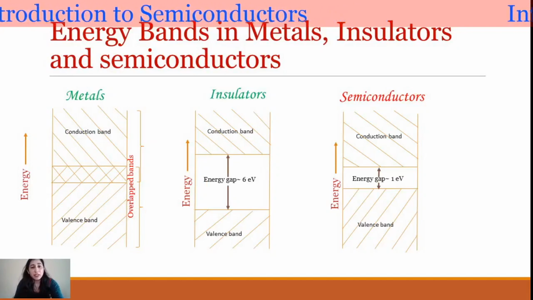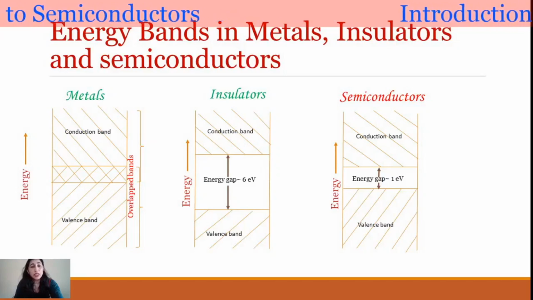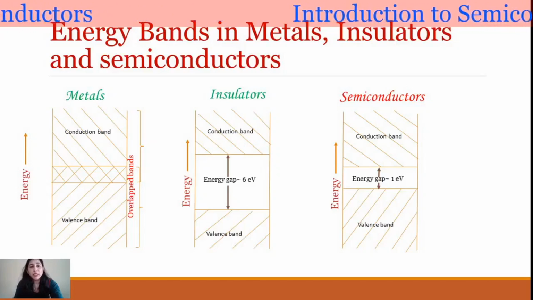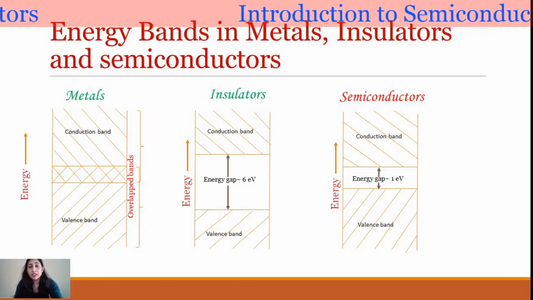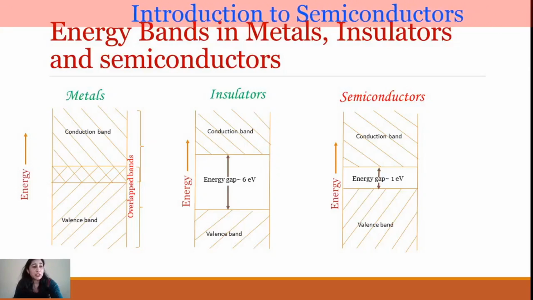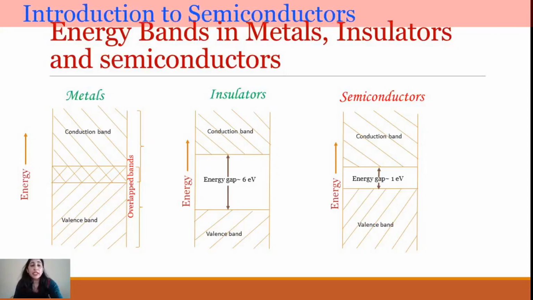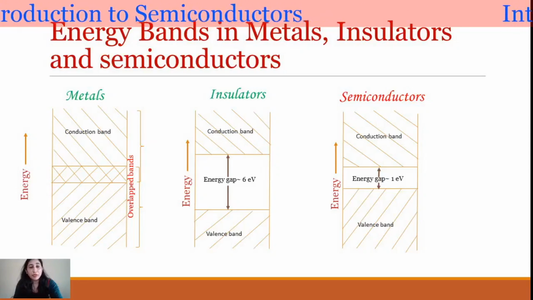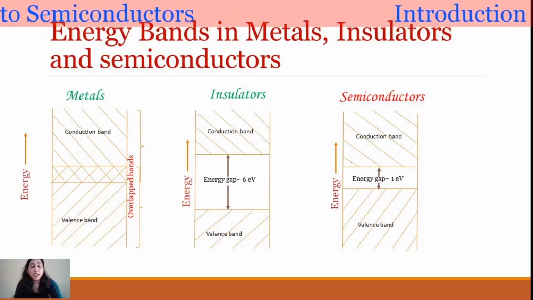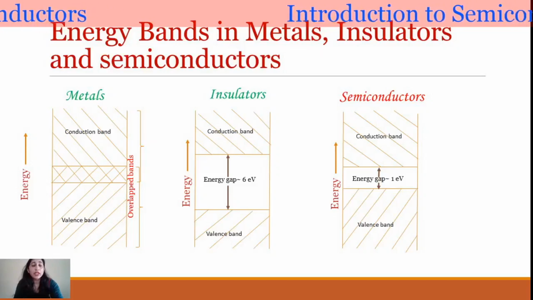Here, see, there are three situations shown. First is that of metals, or you can say conductors. Second is of insulators, and third is of semiconductors. In the metals, you see, there are already a large number of free electrons. Obviously, free electrons contribute to conduction. Those free electrons are already lying in the conduction band.